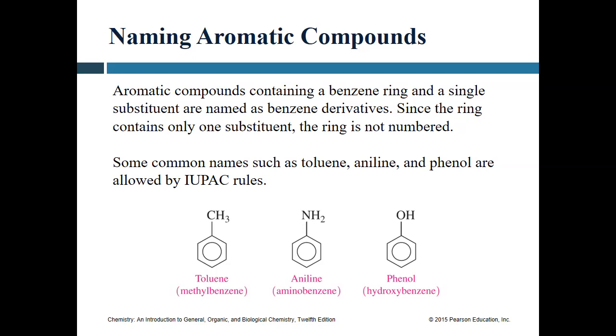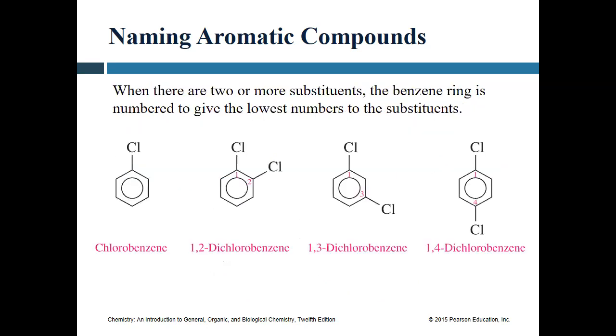Like we saw with the membered rings in the past couple of days, if there is only one substituent, we don't number the substituent since that would be assumed to be one anyway. When we get into multiple substituents, then it just follows the rules that we've already established in terms of numbering. We number around the ring.